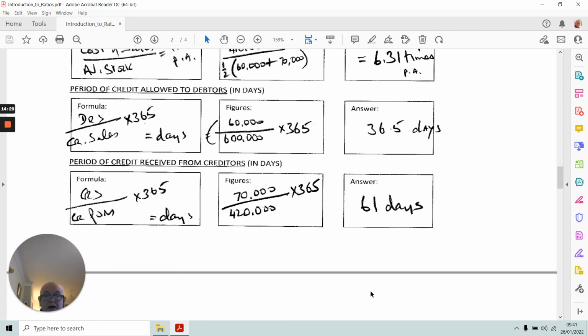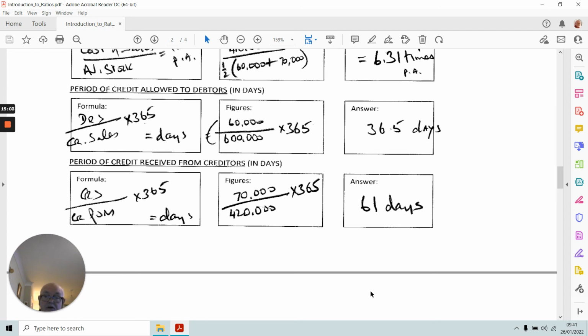How quickly, though, are they paying their own suppliers? What's their creditors' turnover? And here we have creditors over credit purchases by 365. And in the case of this firm, we get 61 days. So this firm is getting its money in every 36.5 days, but taking 61 days to pay it out. So you could say they have that the correct way around. It's better to be getting the money in more quickly than you're paying it out yourself.